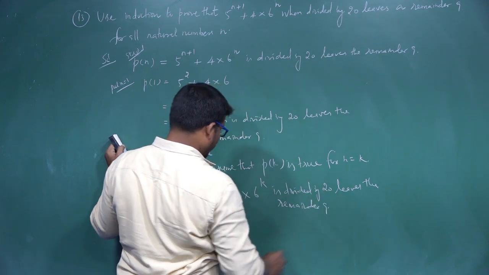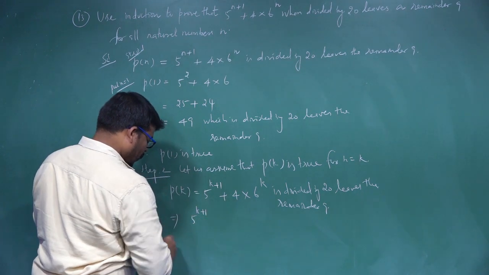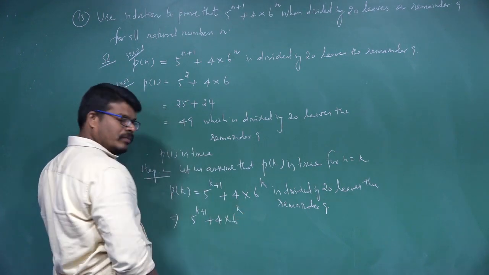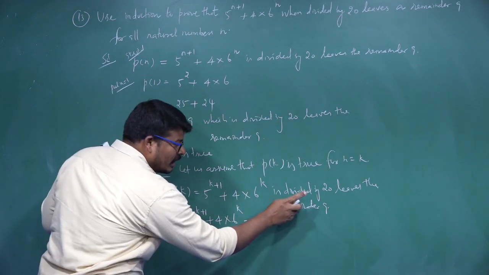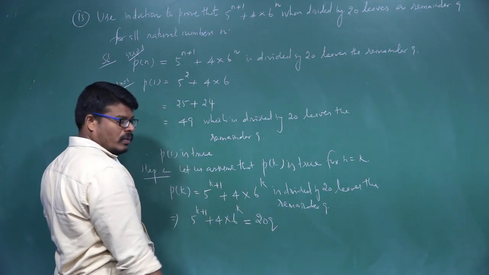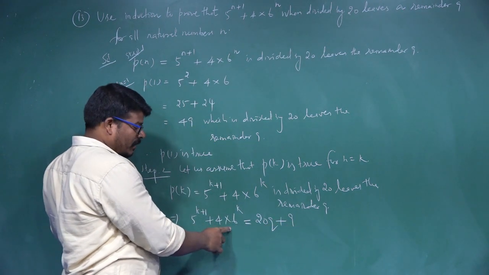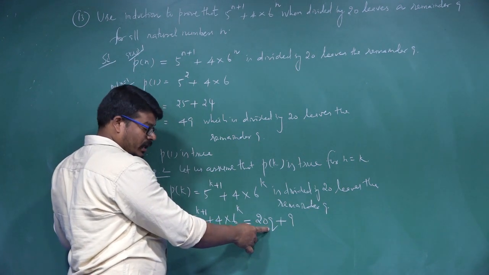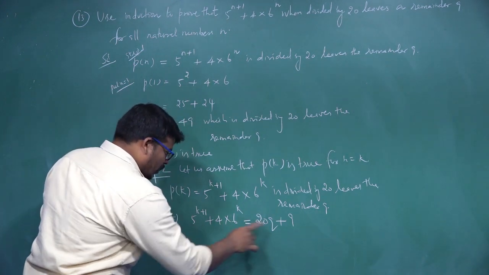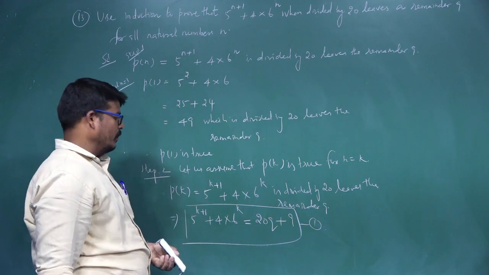Writing the statement: 5 power k plus 1 plus 4 into 6 power k is divided by 20 and leaves the remainder 9. Now writing 20q plus 9, where q is the quotient: 20 into q plus the remainder 9. So 5 power k plus 1 plus 4 times 6 power k equals 20q plus 9. That is equation number 1.